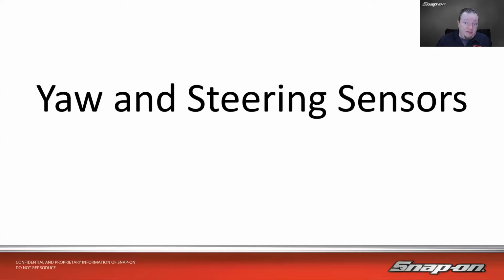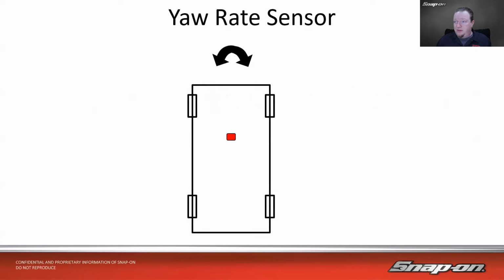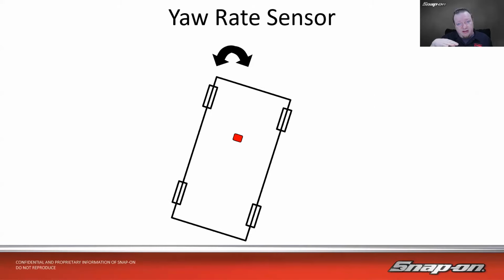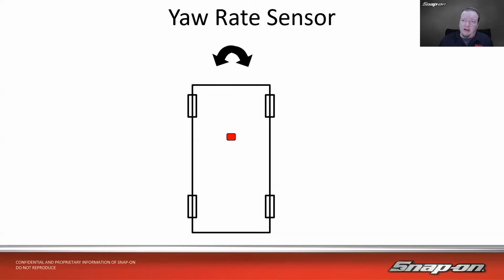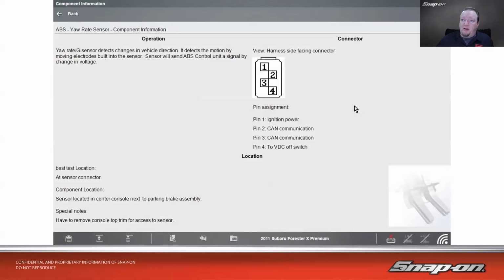Let's talk about some other sensors. So the yaw rate sensor is going to sense the nose motion of the vehicle, whether it's turning left or right and how it's going. Yaw rate and G sensor detects changes in vehicle direction. It detects the motion by moving electrodes built into the sensor. The sensor will send the ABS control unit a signal by changing the voltage. So you can see that's mostly CAN communication in that case.